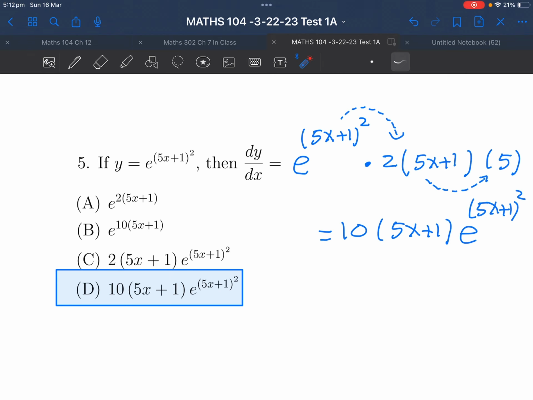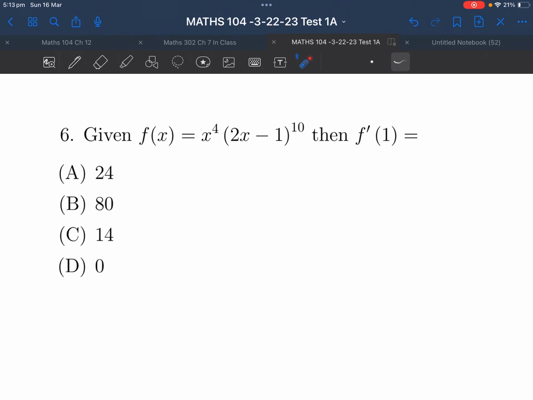Remember, I'm using the chain rule. Derivative of the outer, keep the inner. After you finish, take the outer again, derivative of the outer, keep the inner. And then finally, take the derivative of the inner, which is 5.